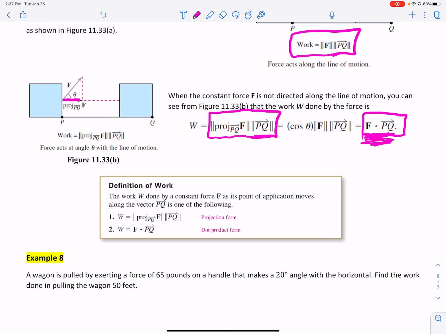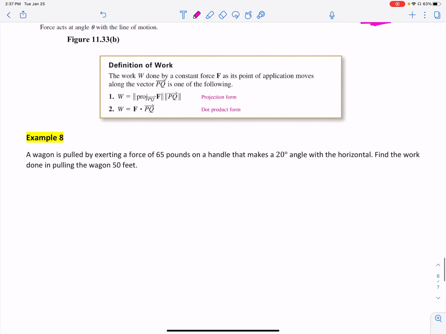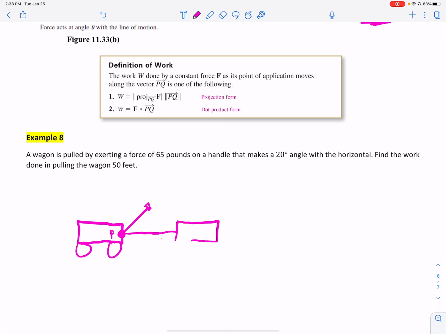Let's do an example of this work stuff. They actually gave us a wagon. So the wagon is being pulled. Let's draw a picture. There's my wagon. All right, it's being pulled from here. Here's my handle. We'll call this point P. And we want to pull the wagon all the way. All right, we know it's this direction to this point, which is Q.